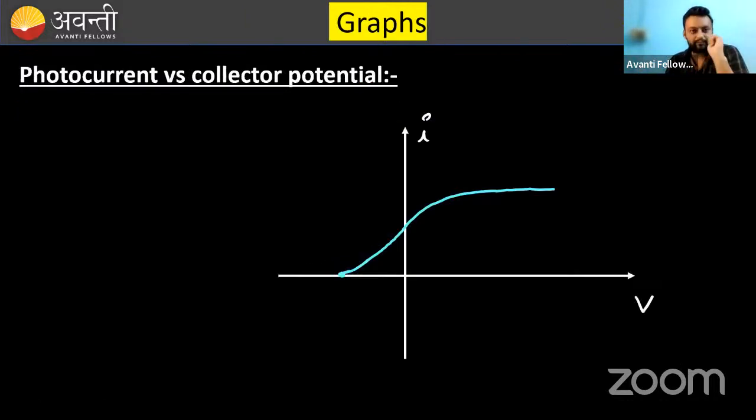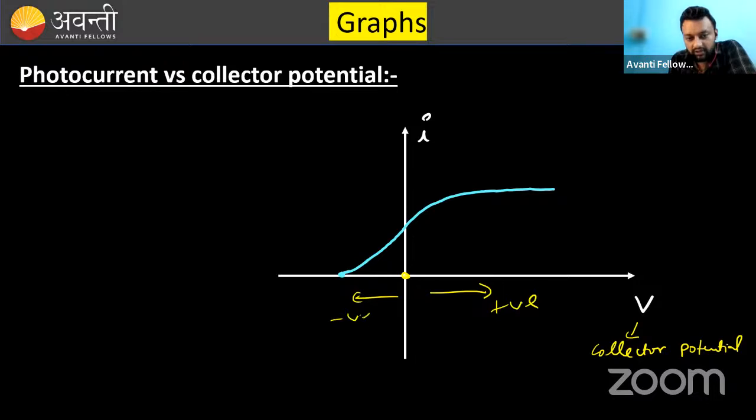Moving further. Now there are some graphs. Most of the times questions were asked from these graphs. So make your mind. What is this? This I is the photocurrent. V is the potential. Potential of what? Collector potential. Above this point is positive potential, below this the negative potential. That means the collector is made negative. This point shows zero potential.